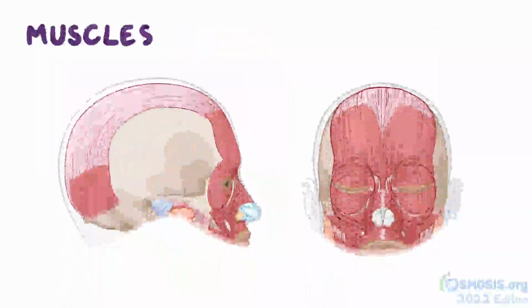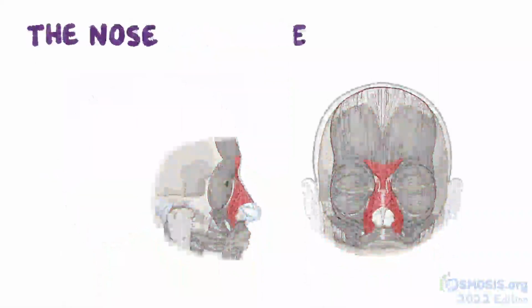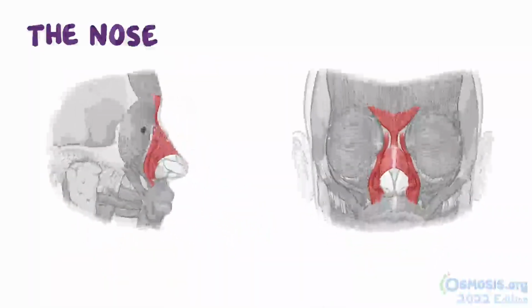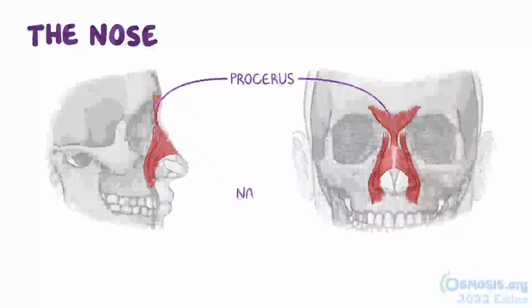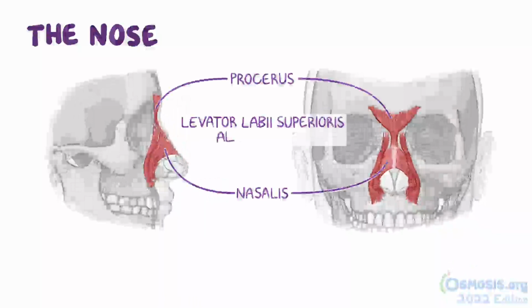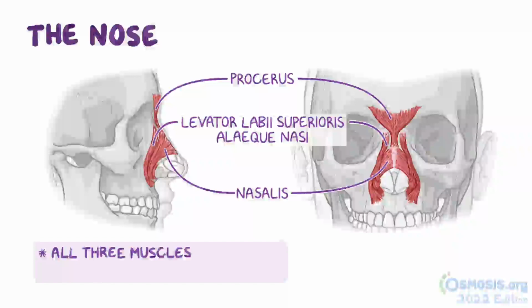Now let's move on to the nose. There are three muscles of the nose: the procerus, nasalis, and the levator labii superioris aliquae nasi. All three muscles of the nose are innervated by the zygomatic nerve.